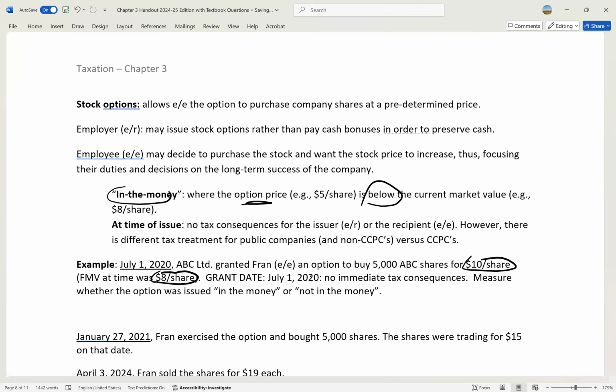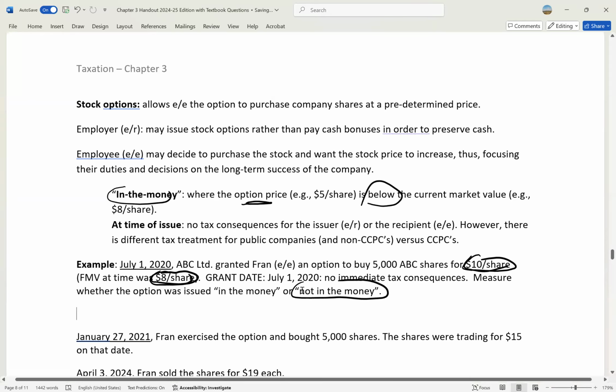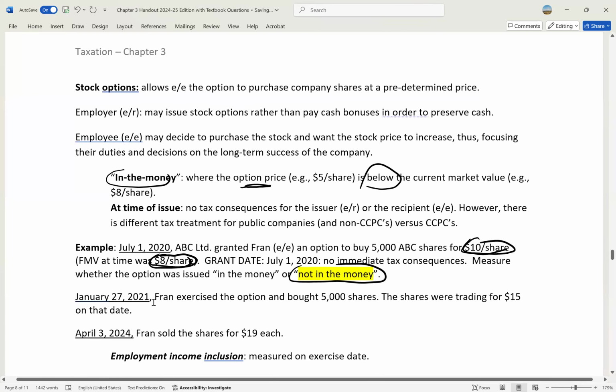So in this example, the fair market value was $8. If Fran wants to buy the shares, she has to pay 10. So it is not in the money, which is standard. Standard will be not in the money, but that measurement is done on the date the option is granted. So this option was not in the money. Now, let's say next year on January 27th, 2021, Fran exercises the option and buys 5,000 shares. Now, this is the exercise date.